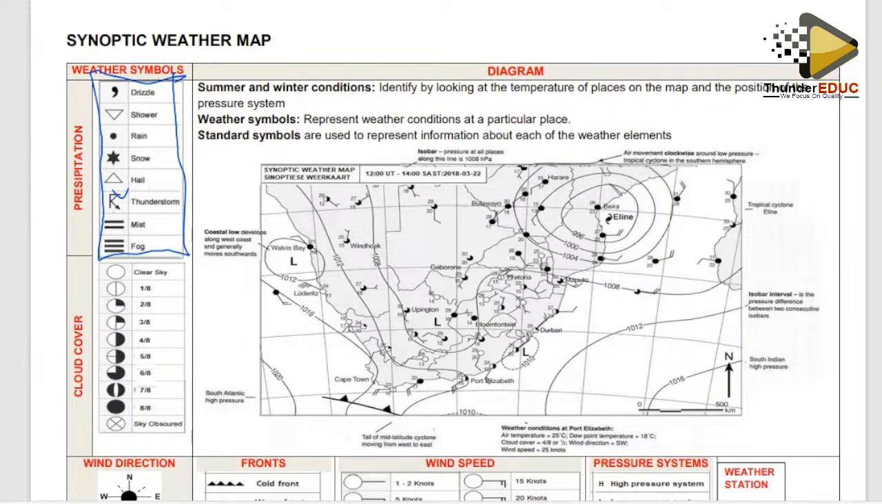Right. Then we move on to other symbols. We have symbols on cloud cover. We have been talking about cloud cover, and we said when we are determining our cloud cover, we determine it as a fraction of 8. Or what we said, we use the term octas to refer to the amount of the sky which has got cloud cover. So we want also to go and analyze and see how the different amounts of cloud cover are portrayed or are shown on the synoptic weather maps.